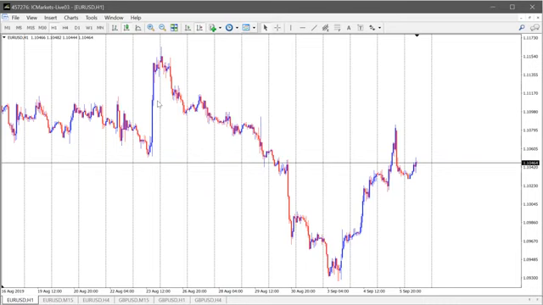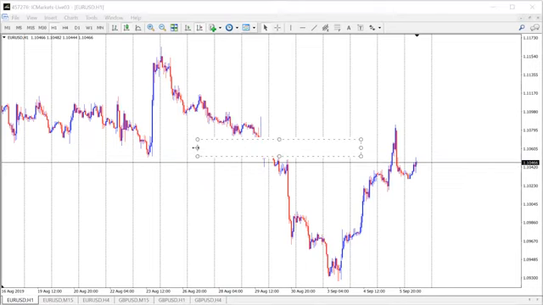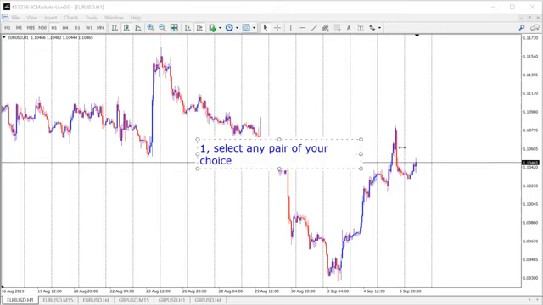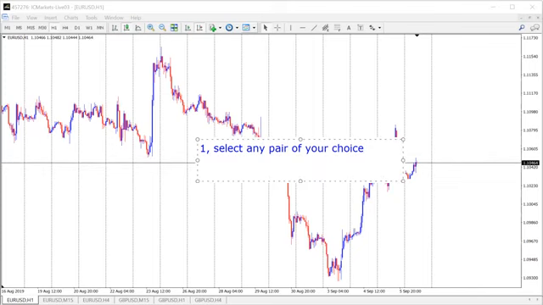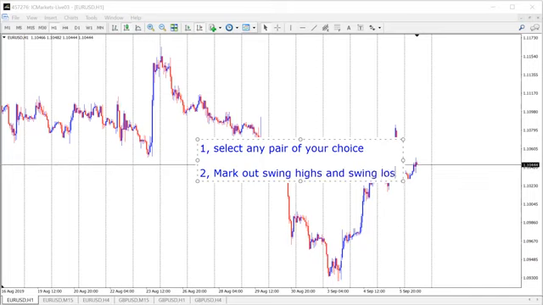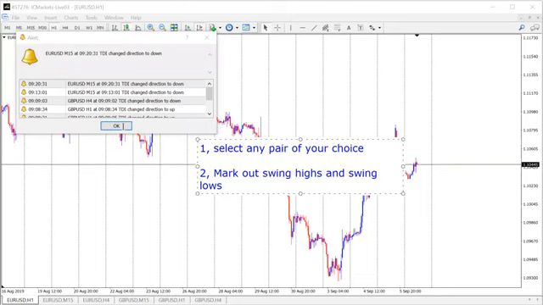Number one is you select any pair of your choice. Okay. So once you select any pair of your choice, then the second thing to do is you want to mark out swing highs and swing lows. Or you can also call it peaks and troughs. Okay. So now let's go ahead and do these two processes.